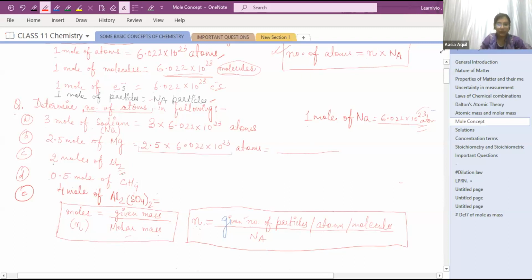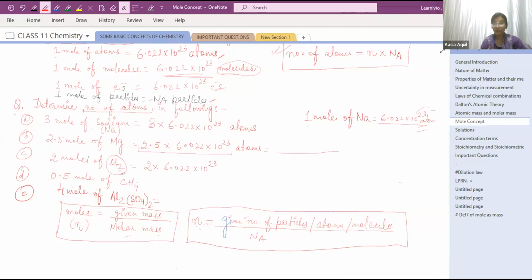Okay? Now, third one, 2 moles of Cl2. So in 2 moles of Cl2, how many atoms are there? 2 into 6.022 into 10 raised to power 23. Then simply you just tell me NA number of particles, right? Means NA means 6.022 into 10 power 23. But you can see over here, this is Cl2, this is a molecule, right? And we have to calculate the number of atoms.